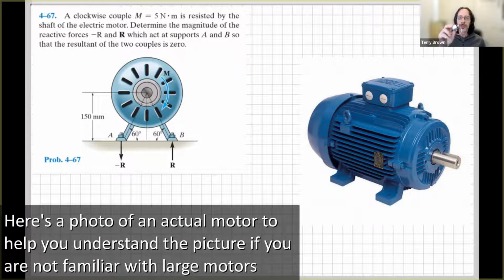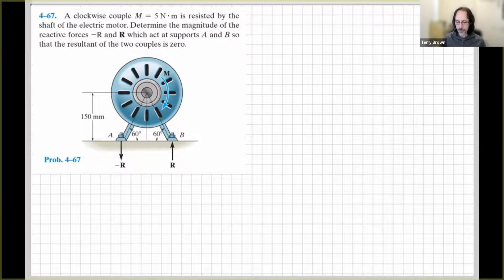But then afterwards, I've got a few little motors here on my desk, and I'll have a look at those and talk about a few other things at the end of the video. But firstly, I'll just go through the problem quickly, and then we'll talk about some other things afterwards.